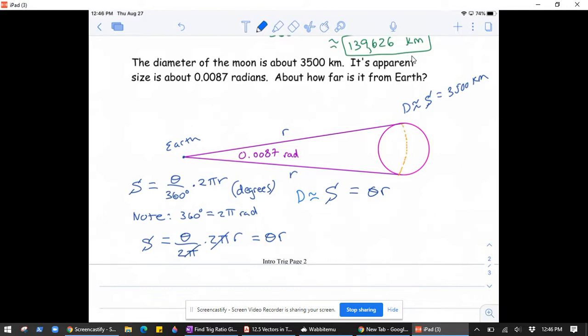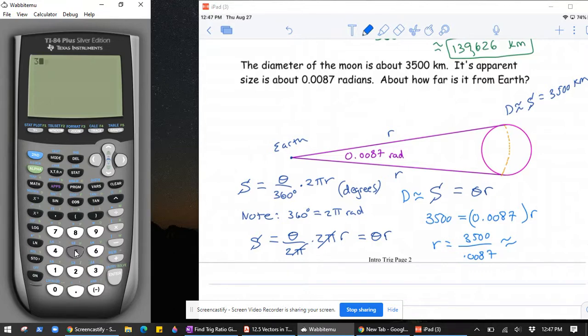We know everything except the radius in this case. Our S is 3,500 kilometers, we don't really need the units, and our apparent size is 0.0087 radians. We're trying to find the radius, so r is 3,500 divided by 0.0087, which is about 402,298. That's the estimated distance from the Earth to the moon, given this apparent size.